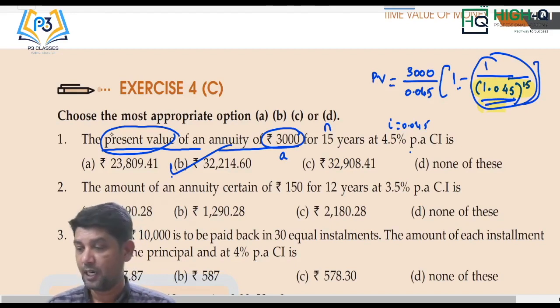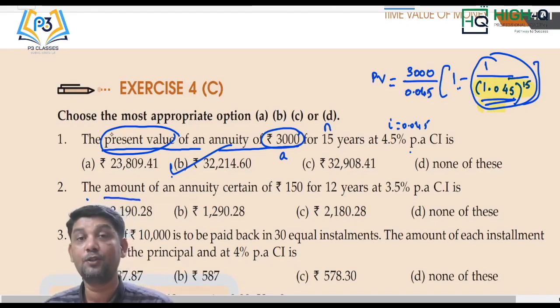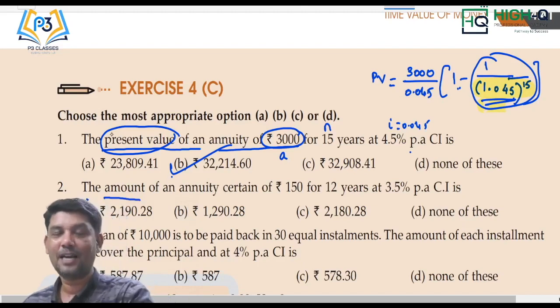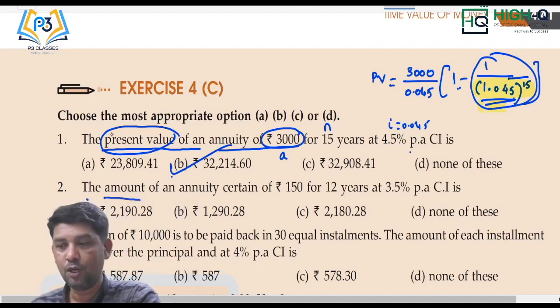Okay. Now come to the next question. The amount of an annuity. By reading this line, I come to know, sir, amount, that means future value. What is it, my dear? Future value. Sir, I found the type of transaction. It's a future value. What is next?